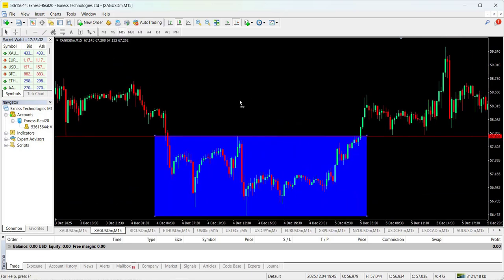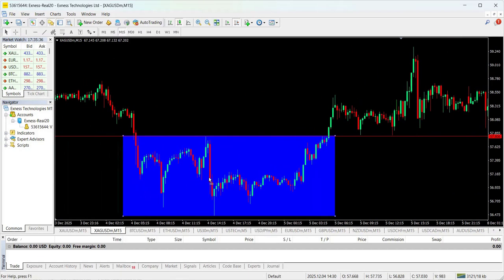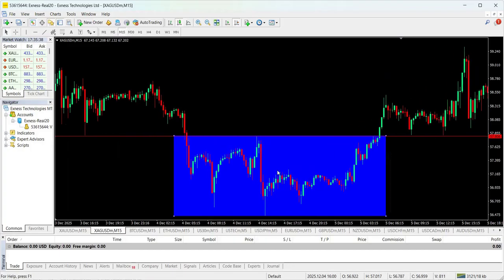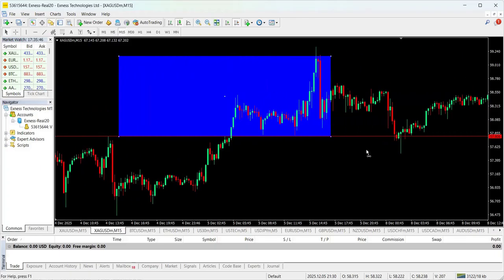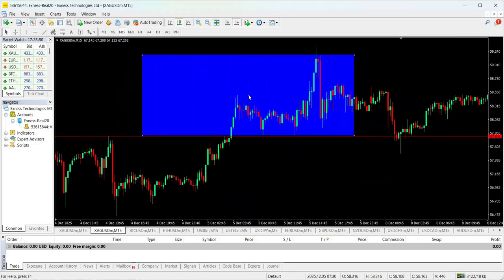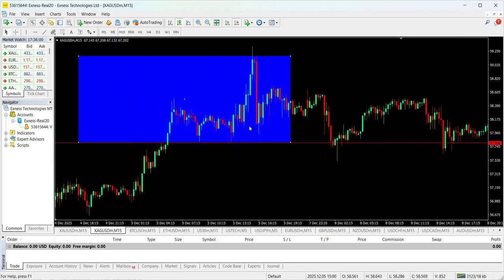So if we take this and we move this up, we expect the market to move at least this much. So you see what is happening here, right? At first, it moves up this much before it started retracing, and then to continue its movement to the upside. Okay.